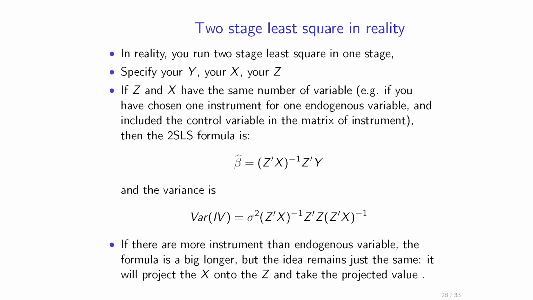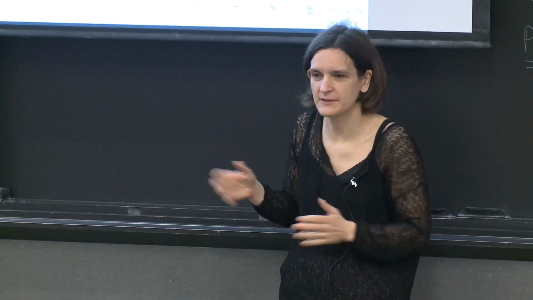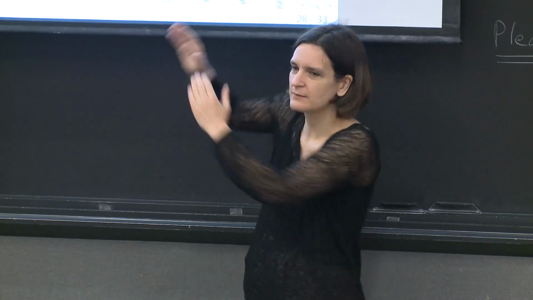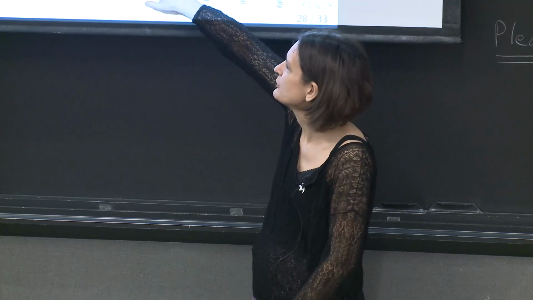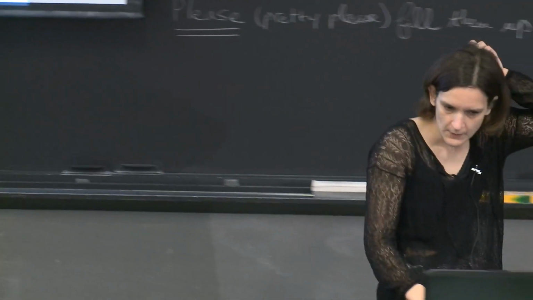If you have more instruments than variables, for example, it could happen that you have 2 good instruments, so you have more Z's than X's, the formula is a little bit more complicated. I mean, it's a little bit longer. No need for you to learn it, or no need for me to put it there, but it's really the same idea. You're taking the X, projecting onto the space of Z's, and then using this projection as your regressor, two-stage least squares done in one step. So that's the formula.